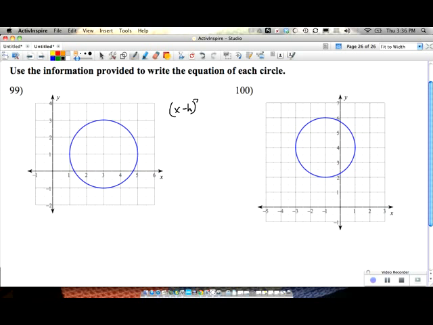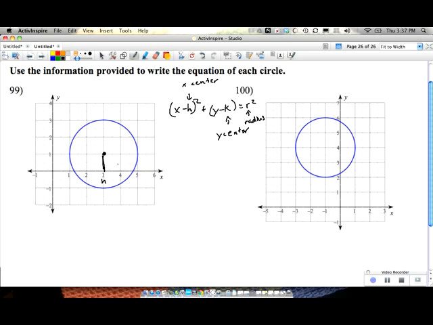So that's my k. So it's going to be x minus 3, there's my h squared, plus y minus 1, there's my k squared, equals the radius squared. Well, in this case, the radius goes from 1 over to 3, and that distance is 2. So equals 2 squared. That's it. It's just recognizing them together in a way that makes sense. Let's look at this next one.